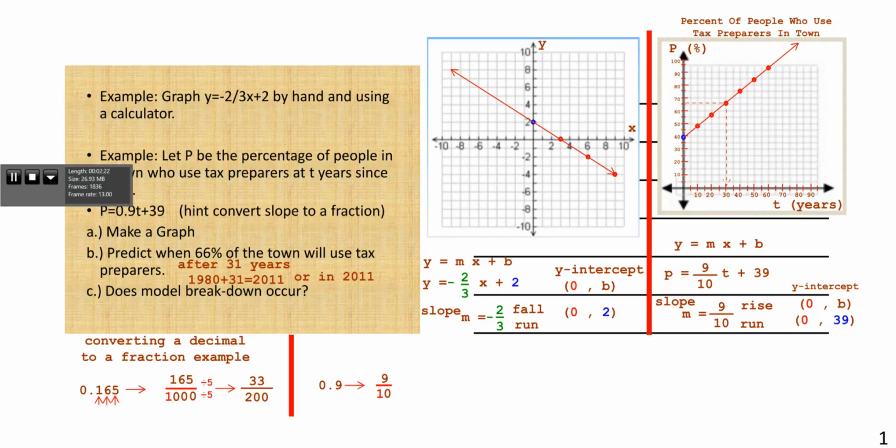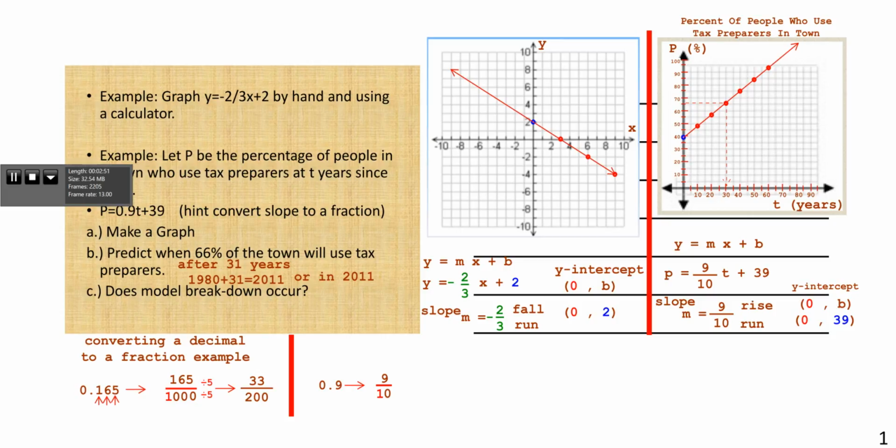Okay, and C, does model breakdown occur? Well, we generally look for model breakdown, or in other words, areas that don't make sense in our graph. Do you see any areas in a graph that don't make sense? Well, if I had negative time, negative years, in other words, it wouldn't make sense because we can't have negative time. We can't predict negative values, right? Since ideally they weren't taken into account.